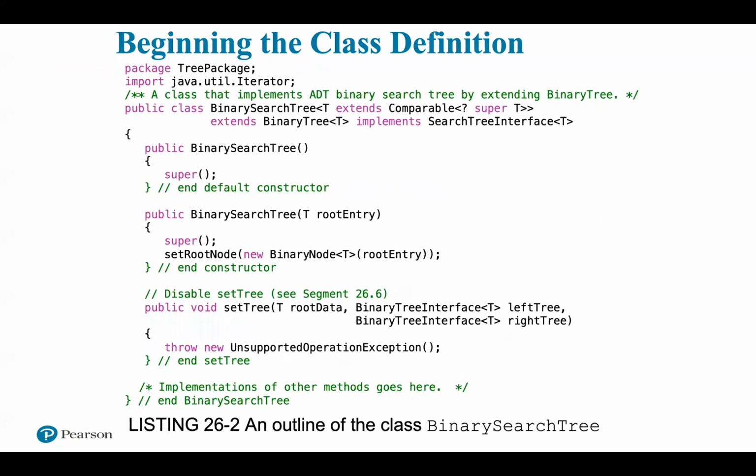So let's begin the definition of our class of a binary search tree. Since a binary search tree is a binary tree, we define our new class from the class BinaryTree that we defined in chapter 25. Thus, we begin our class as indicated in listing 26.2. Note the call by the constructor to the protected method getRootNode, which the class inherits from BinaryTree. Segment 25.8 of chapter 25 contains a definition of setRootNode.